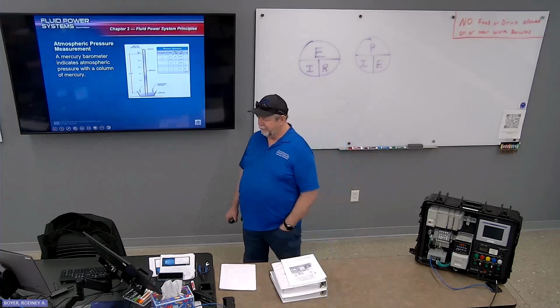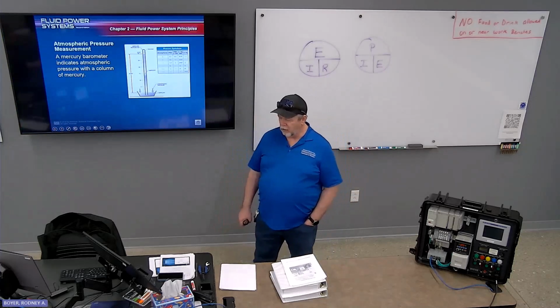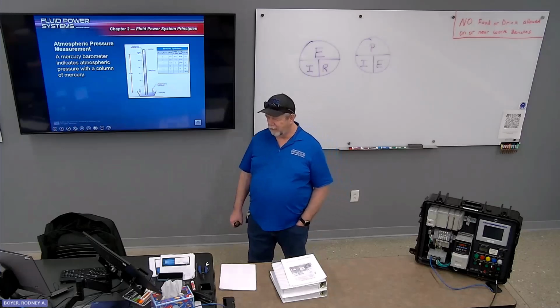Atmospheric pressure measurement, there we go. A mercury barometer indicates atmospheric pressure with a column of mercury.